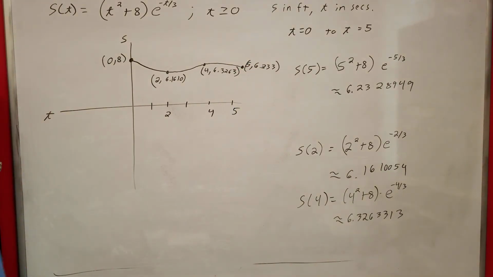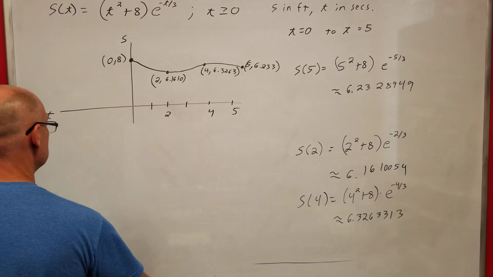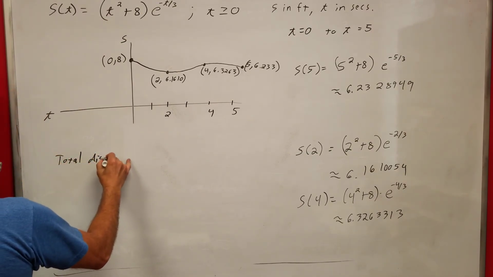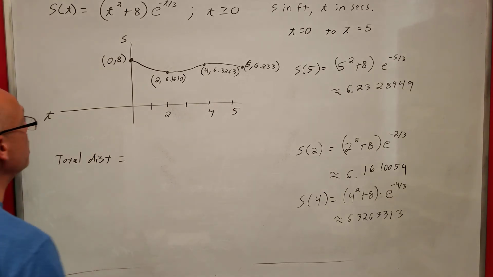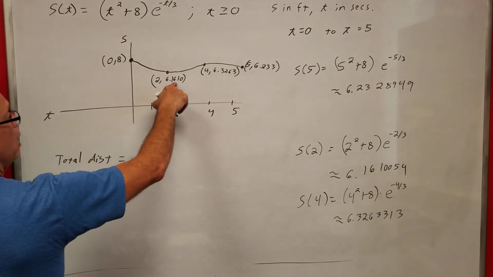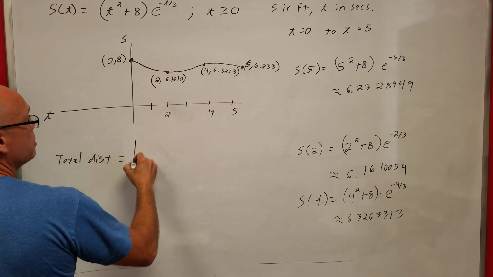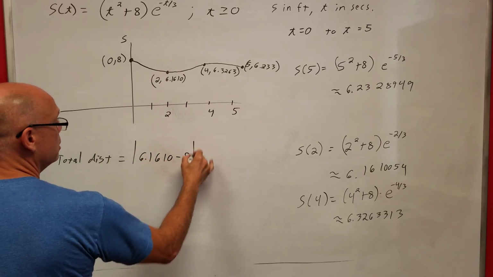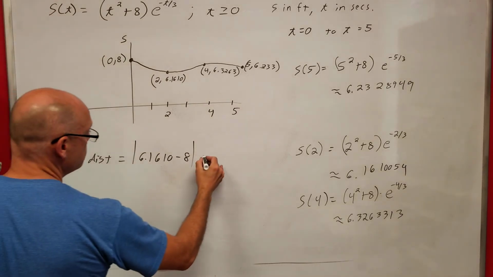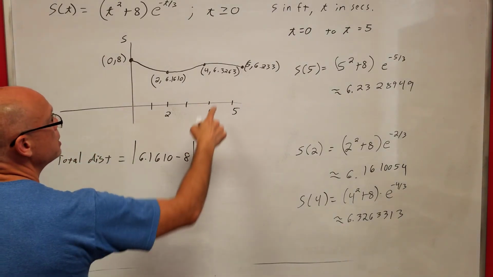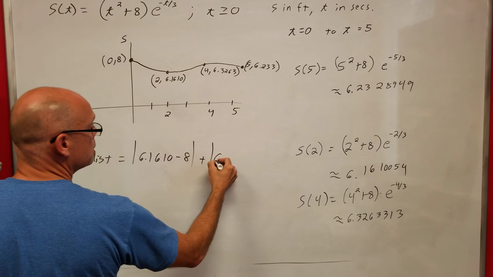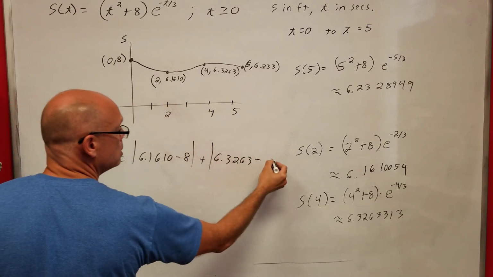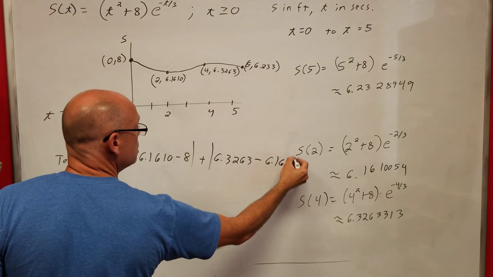Whew! How am I going to find this total distance now? Let's see, total distance. Not going to be pretty, but guess what? Real life sometimes isn't pretty. All right, output minus output in absolute values is 6.1610 minus 8, plus absolute value of output minus output, so 6.3263 minus 6.1610.